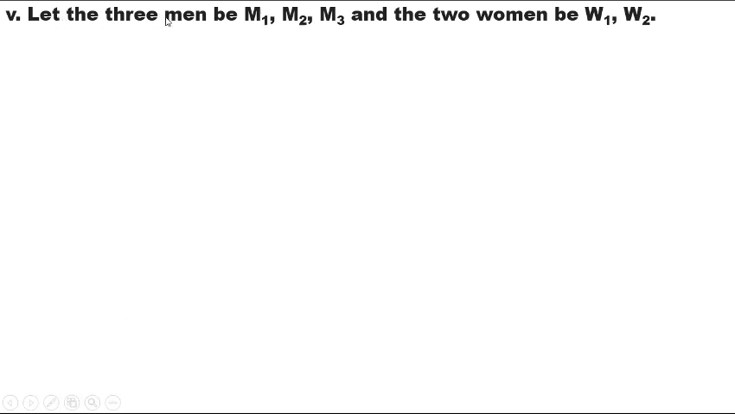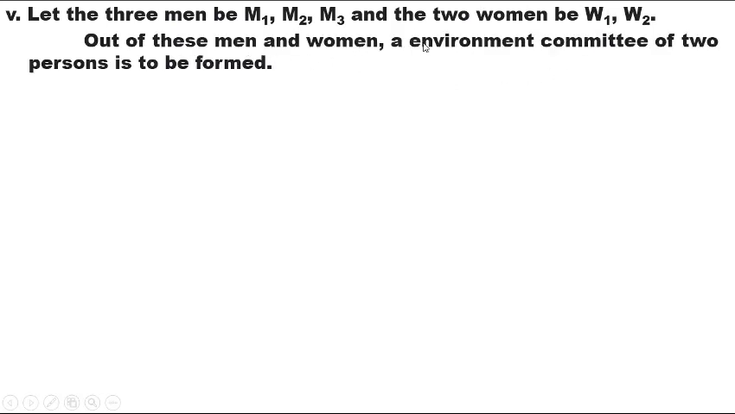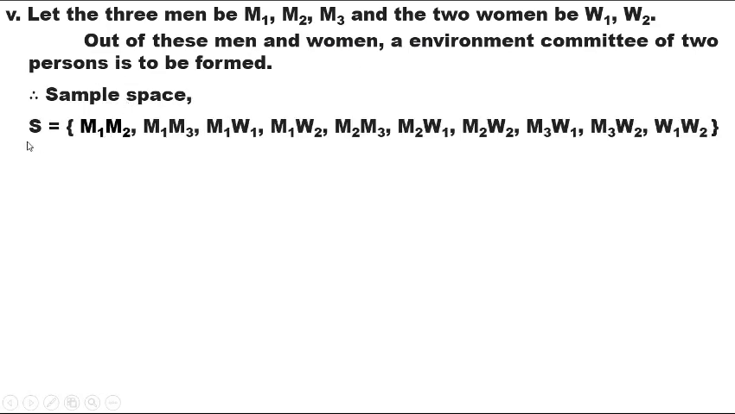Fifth, let the three men be M1, M2, M3 and the two women be W1, W2. Out of these men and women, an environment committee of two persons is to be formed. Sample space S is equal to M1M2, M1M3, M1W1, M1W2, M2M3, M2W1, M2W2, M3W1, M3W2, W1W2. Number of the sample points of set S is equal to 10.